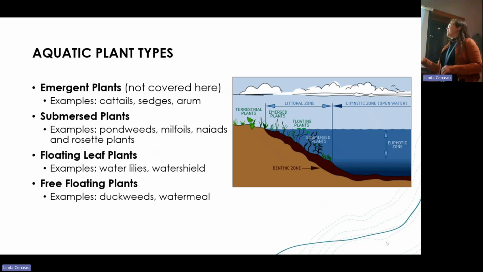Then we have our floating leaves. That's your water lilies, your water shields, and then your free-floating plants, which can move around based on wind and wave action. That's your duckweeds, your water meals.